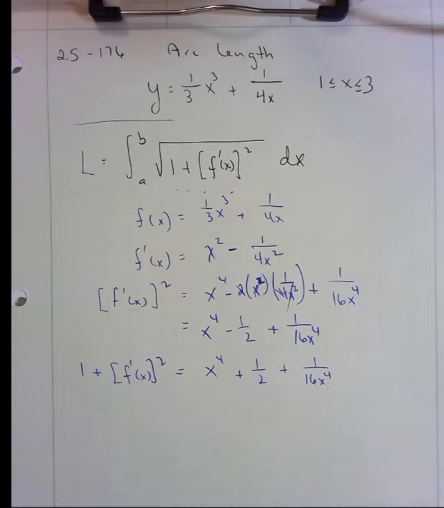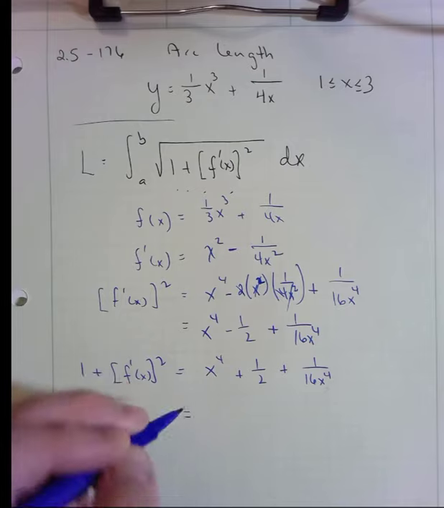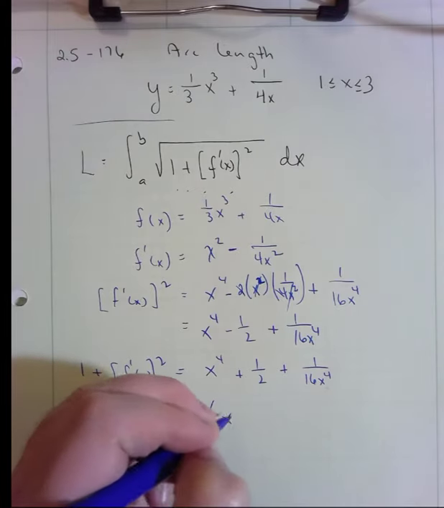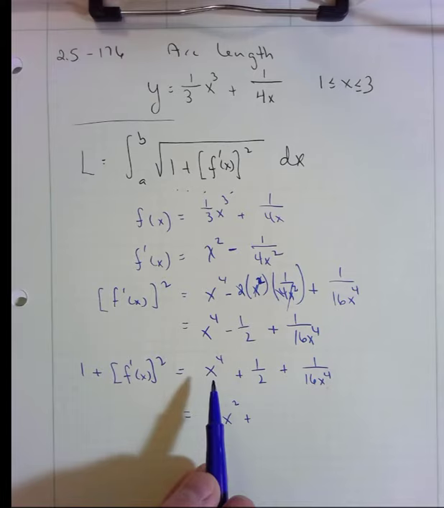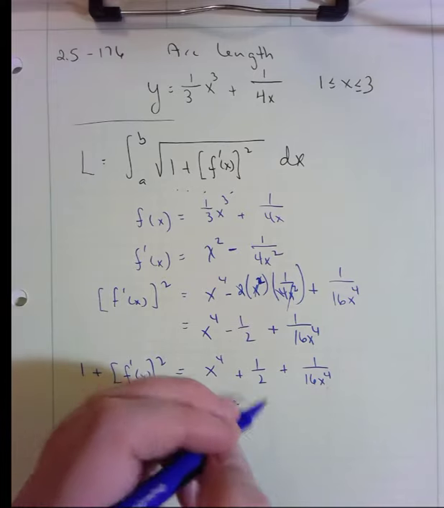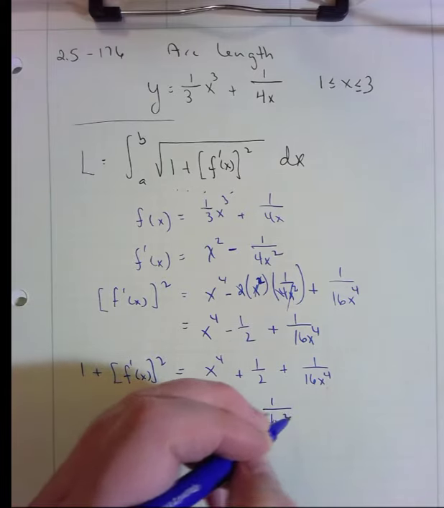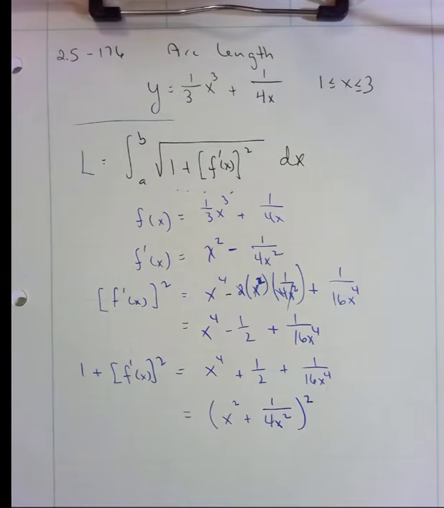Wouldn't it be wonderful if this happened to be a perfect square? Because then when we took the square root, it would simplify very nicely. And it just so happens, a lot of problems are designed like this, that this thing right here, if you roll it backwards, is a perfect square of that quantity. So x to the 4th plus 1/2 plus 1 over 16x to the 4th is the square of the term x squared plus 1 over 4x squared.